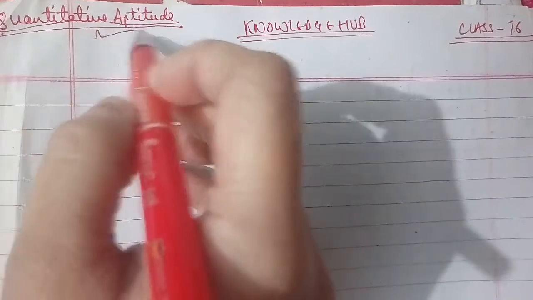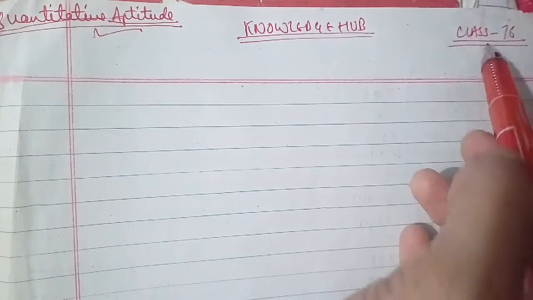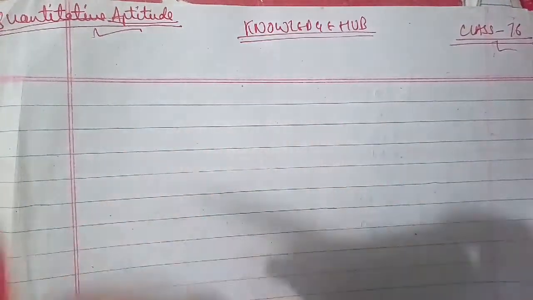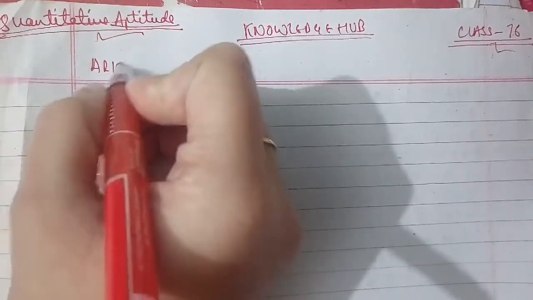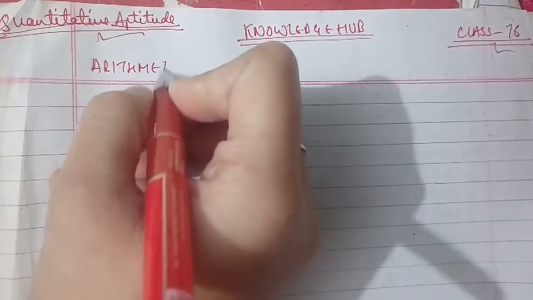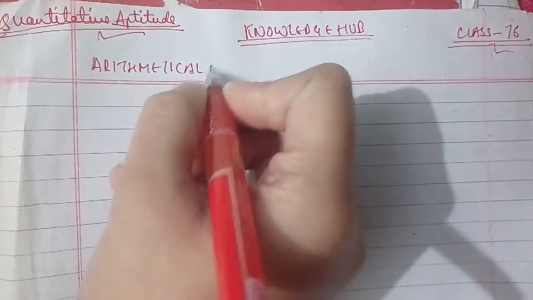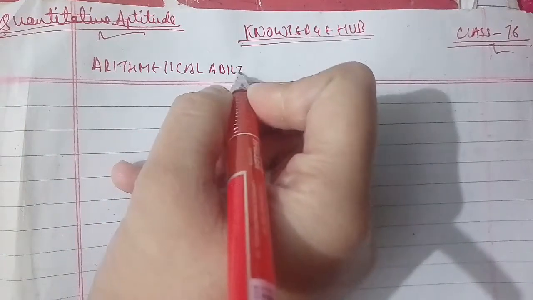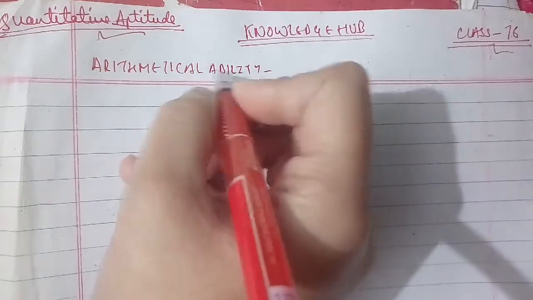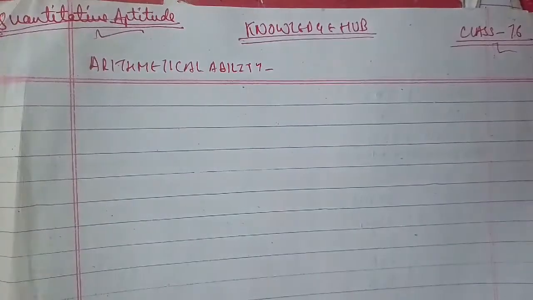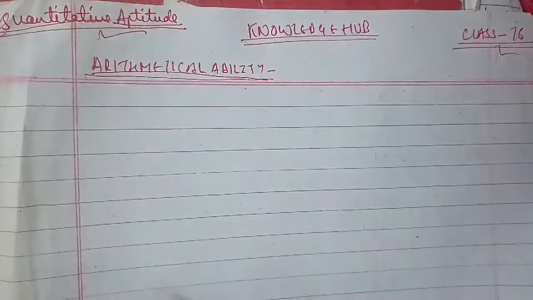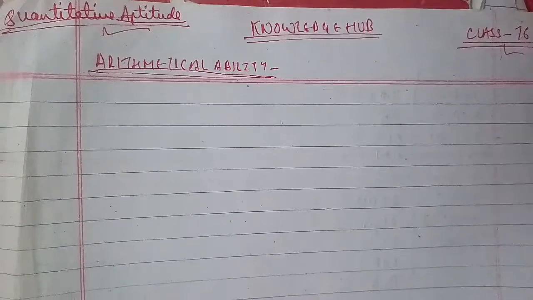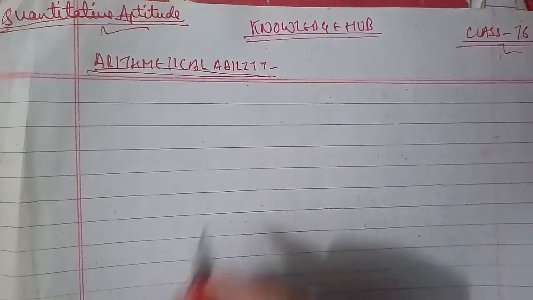Today we're going to start with your quantitative aptitude class. This has been class 76 here, and in quantitative aptitude we had started with arithmetical ability. In arithmetical ability we had started with operations on numbers, HCF and LCM of numbers, decimal fraction, simplification, square roots and cube roots, problems on numbers, problems on ages, surds and indices, and percentage we had just started with.